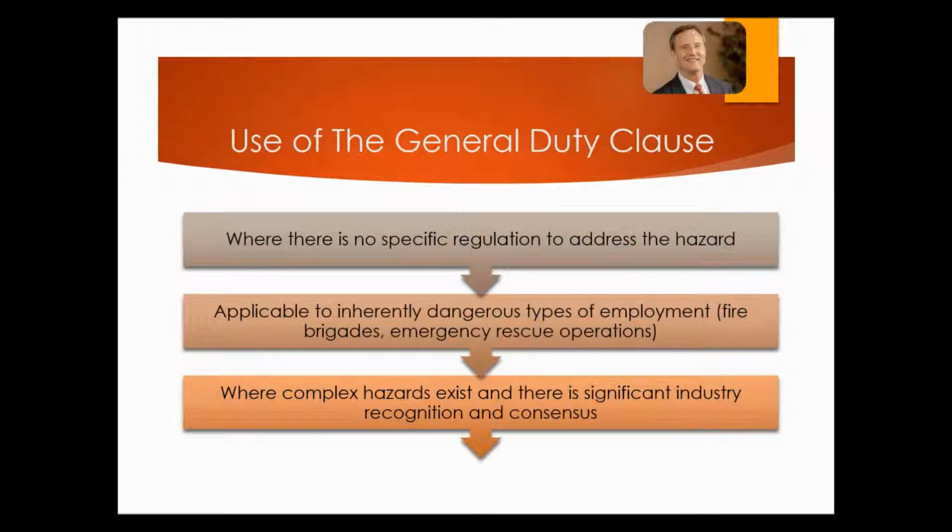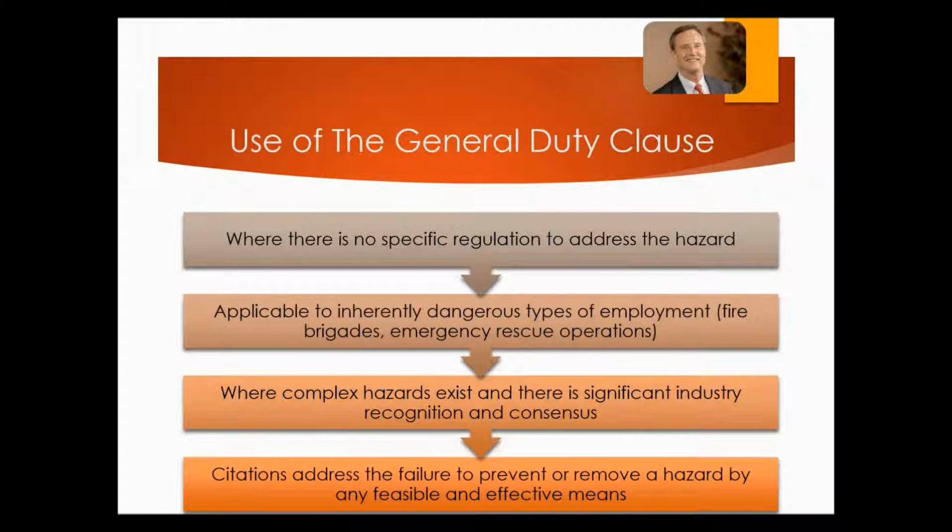The construction standard might have requirements for reinforcing steel in the wall and columns and other vertical structures, but maybe it doesn't have a requirement in horizontal structures like the floor or a ceiling. So a failure to properly install reinforcing steel in a floor in accordance with industry standards or a structural drawing could result in a citation under the general duty clause, even though there is a specific standard for that type of activity.